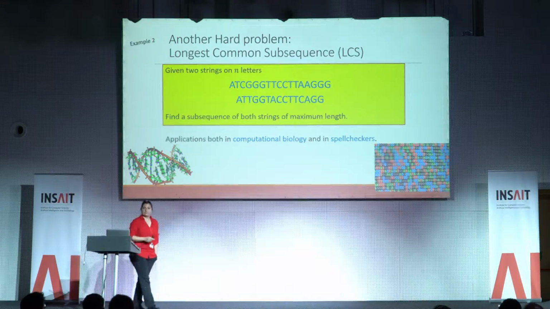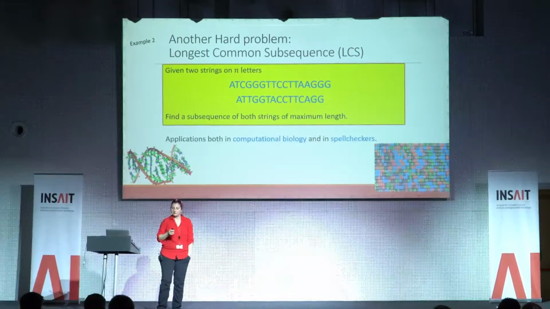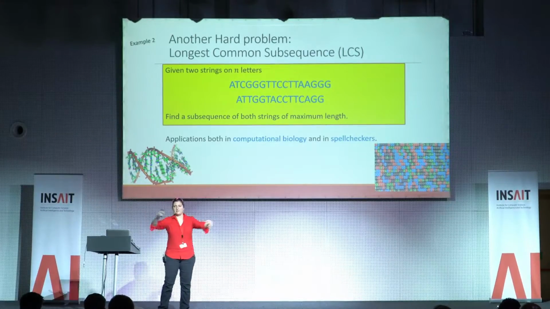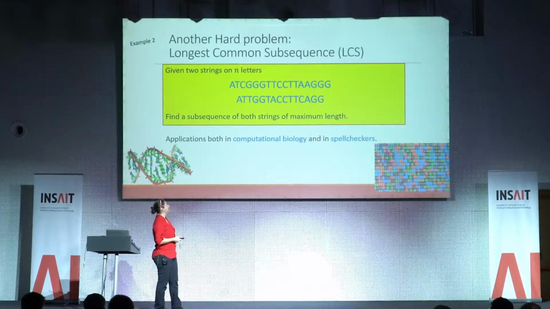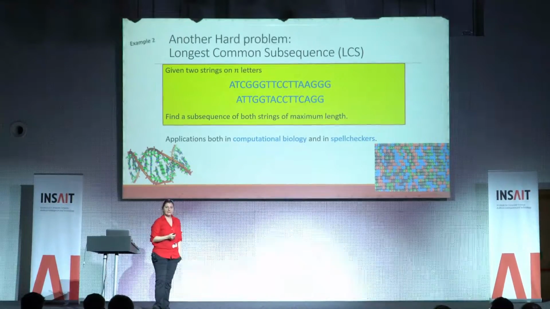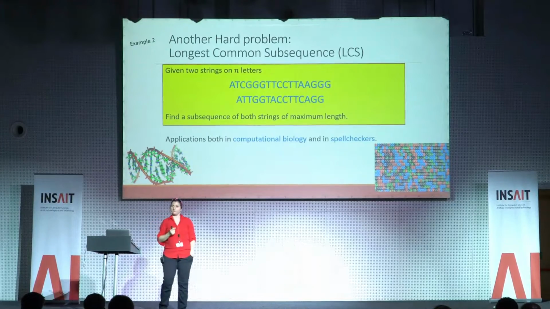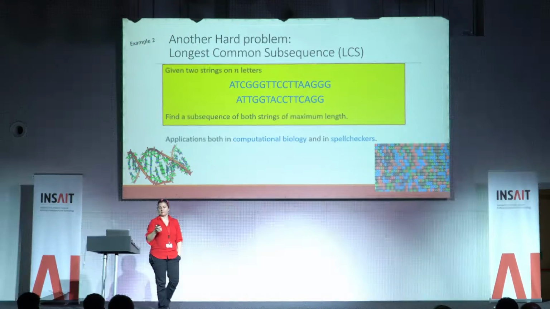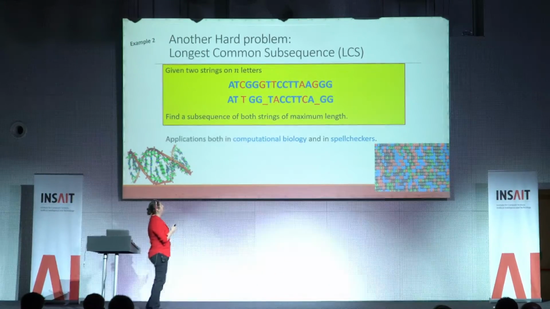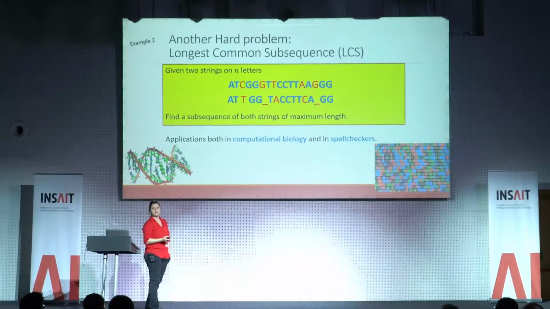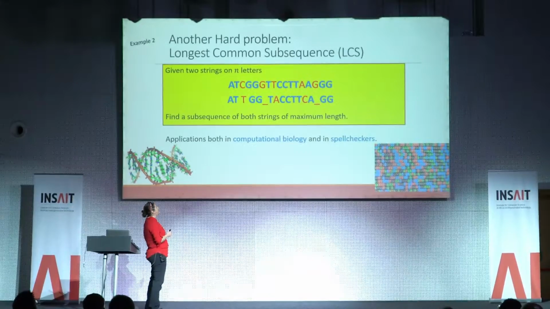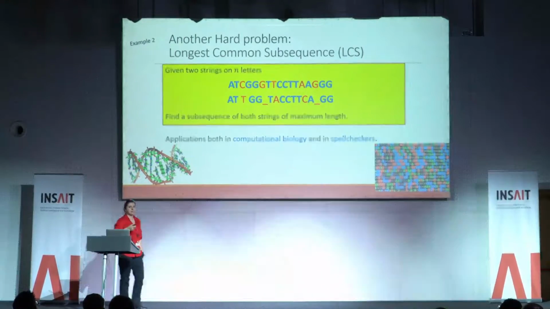Here's another problem, a little easier, but still hard. I have 2 sequences of letters over some alphabet like A, C, T, G, and I want to find a sequence that appears in both of my input sequences and has maximum length. What is that? Well, I can just spread them out, and the blue letters are a sequence that appears in both of them. If the sequences have length n, I want a running time that's as close to linear as possible.